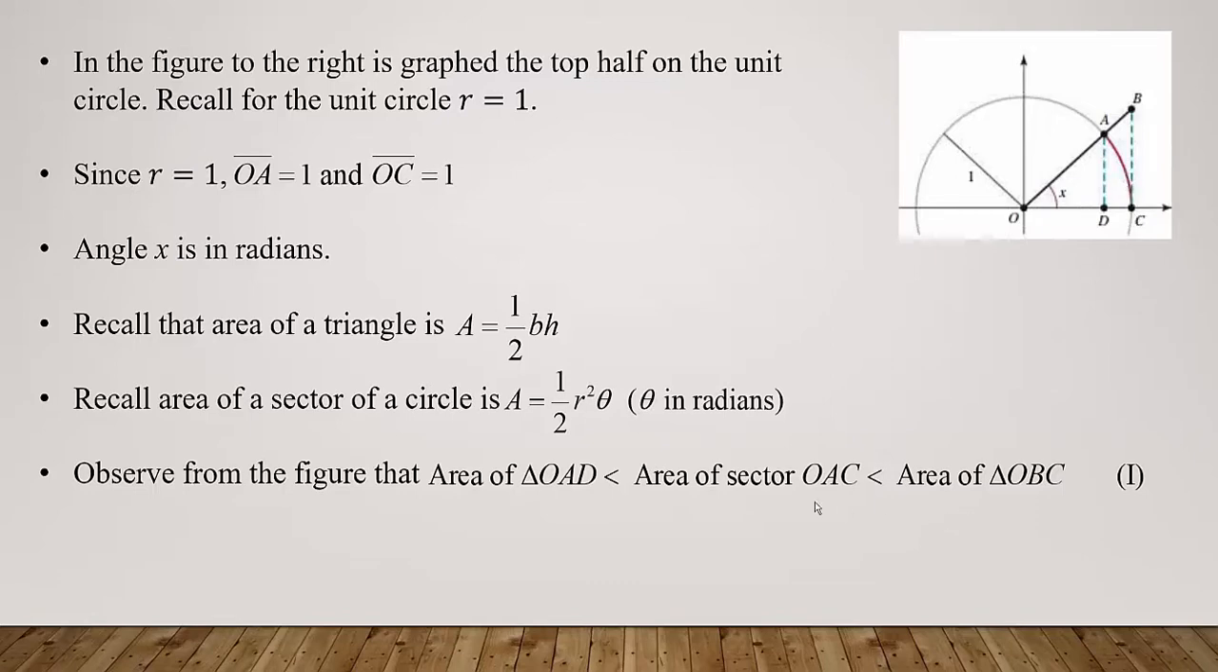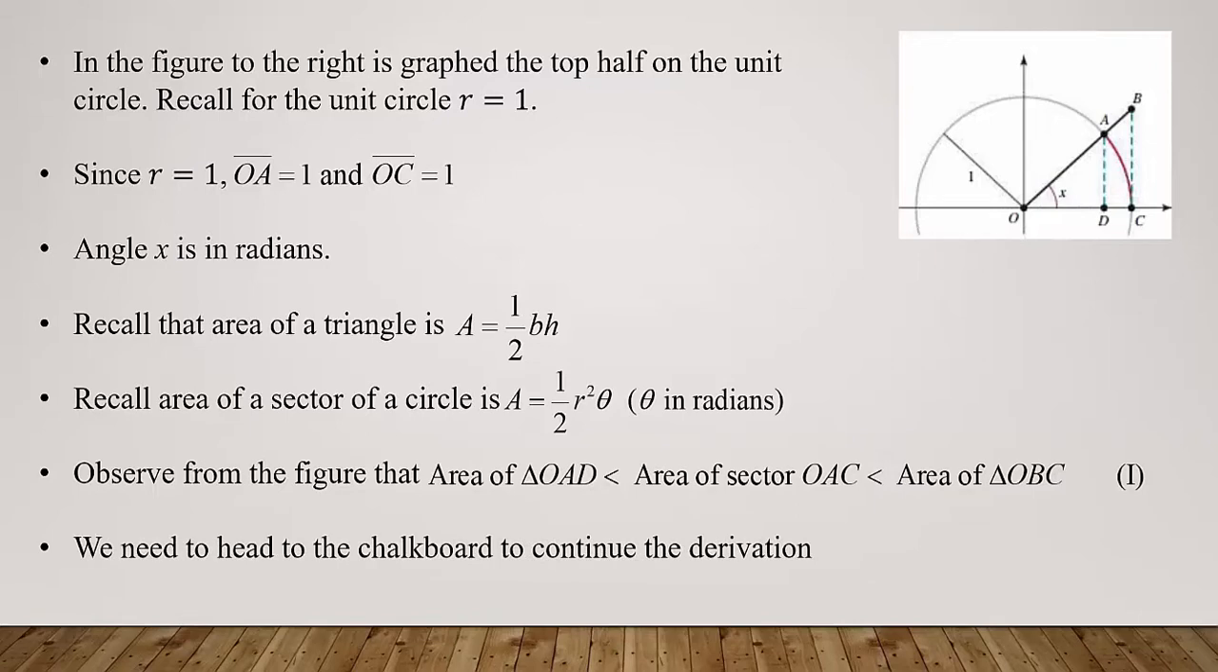And the area of sector OAC is definitely less than the area of triangle OBC. So it allows me to write this compound inequality, that the area of triangle OAD is less than the area of sector OAC, which is less than the area of triangle OBC. Now, folks, I'm giving this compound inequality a Roman numeral 1 because I'm going to reference it in a little bit. In fact, right now I have to head off to the chalkboard to continue the derivation of these limits. So let's go to the chalkboard.